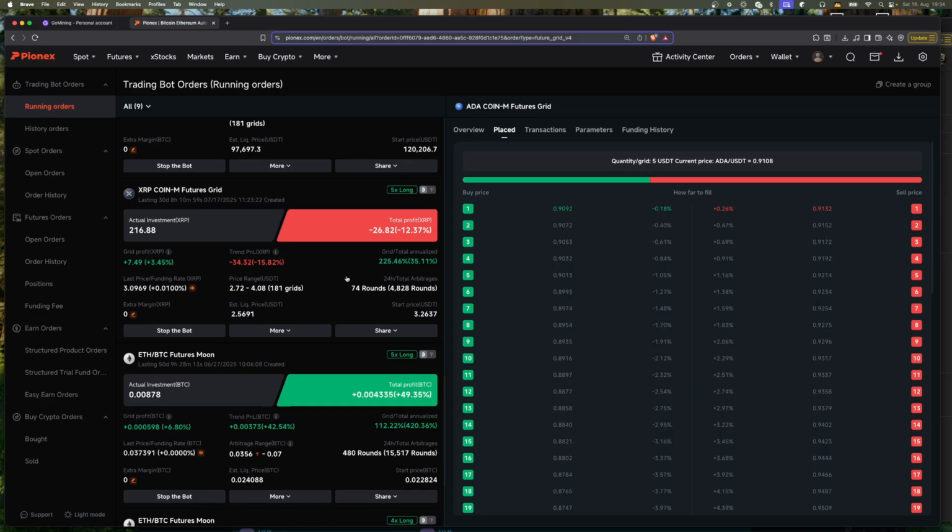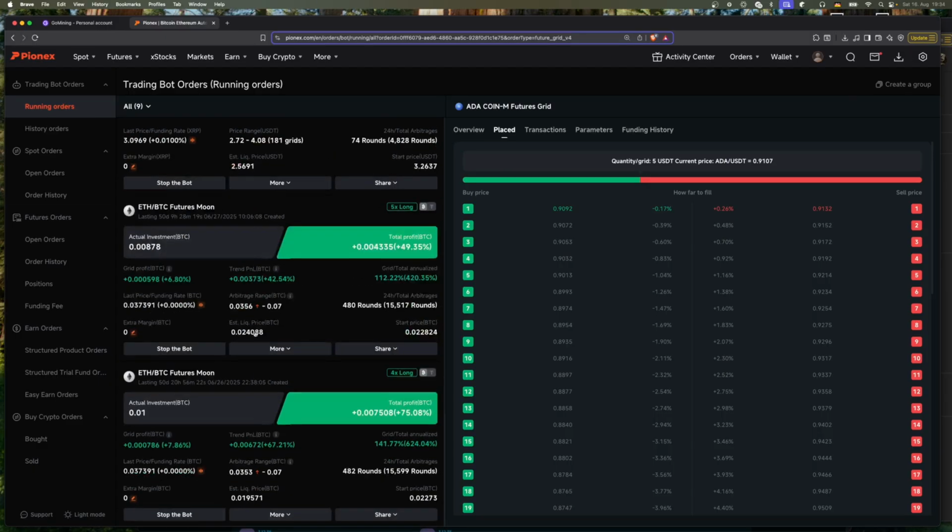I think these bots are more for a longer run. You can see this one is running 30 days. These are already running 50 days. And not for the quick buck. If you want to make a quick buck and you are perfectly sure your entry is right, go for a futures trade instead of these bots.